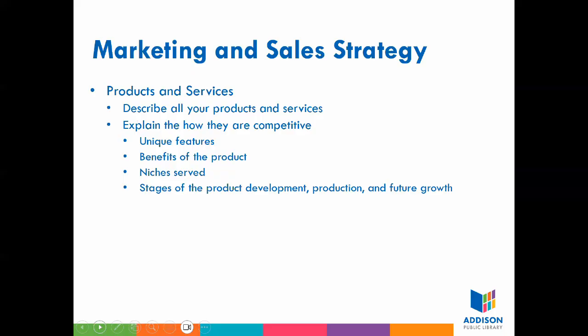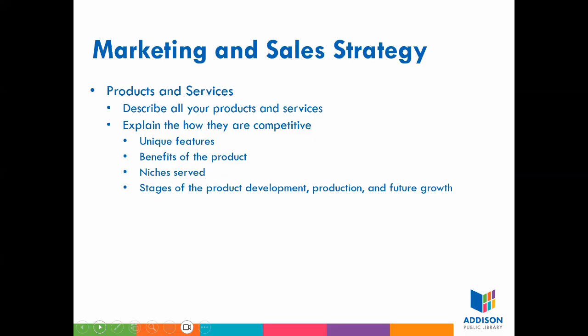Okay. So now we get to the marketing and sales strategy part, where we get to talk about our product and service. This is where you're going to describe all of the products and services that you offer, and explain how you are competitive to the market and in the field that you're in. When we're describing all of your products and services, that is everything.